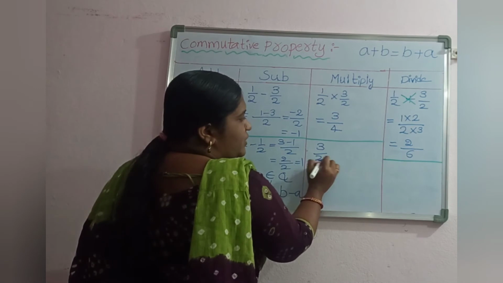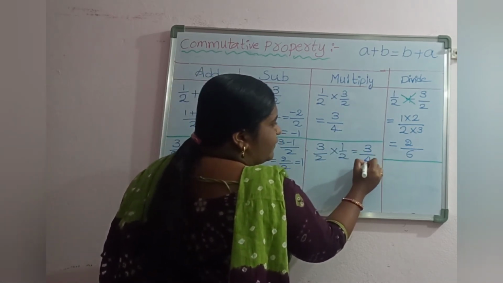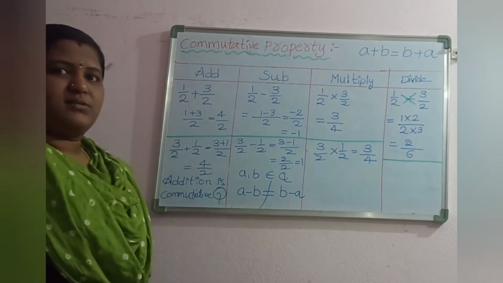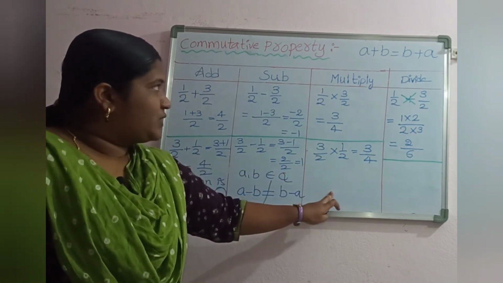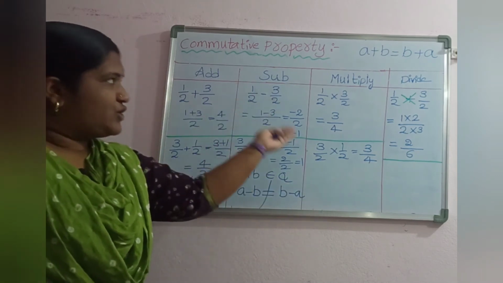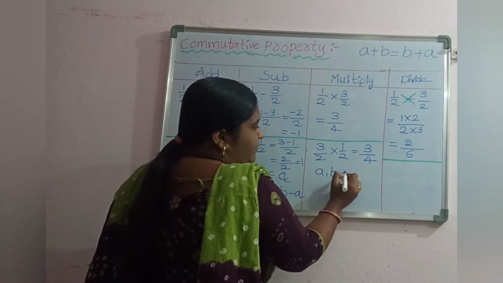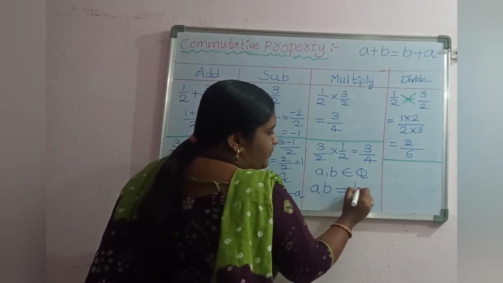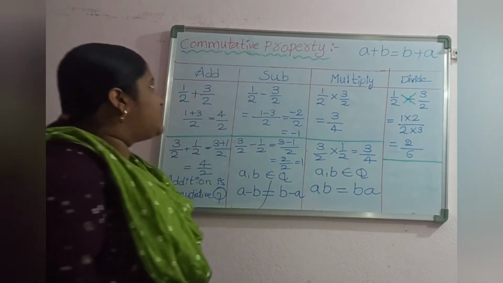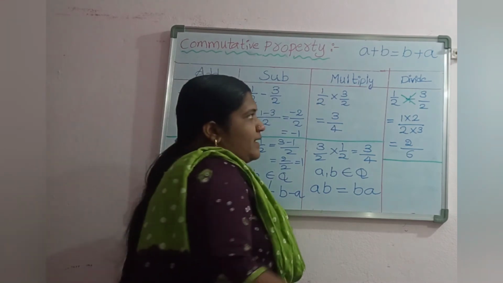Next, multiplication. 1 by 2 into 3 by 2, we got 3 by 4. 3 by 2 into 1 by 2, 3 ones are 3 by 4. We got the same. So what can we say? Multiplication is commutative for any rational numbers. In sign language, for all A, B belongs to Q, AB is equal to BA. So this obeys commutative property in multiplication process.